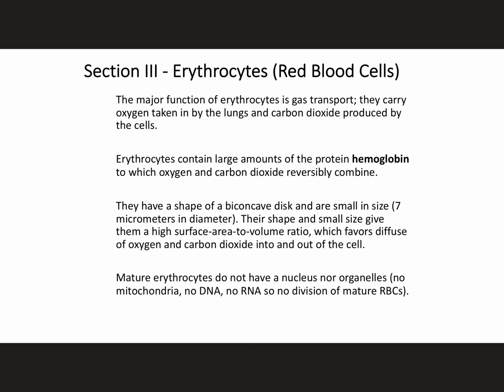And they are going to be shaped like a biconcave disc. They're very small in size, approximately 7 microns in diameter, which gives them a high surface area to volume ratio. This favors the diffusion of oxygen and carbon dioxide into and out of the cell. Now, mammalian erythrocytes, once they reach maturity, don't have a nucleus and they don't have organelles. So there's actually no division of mature red blood cells.